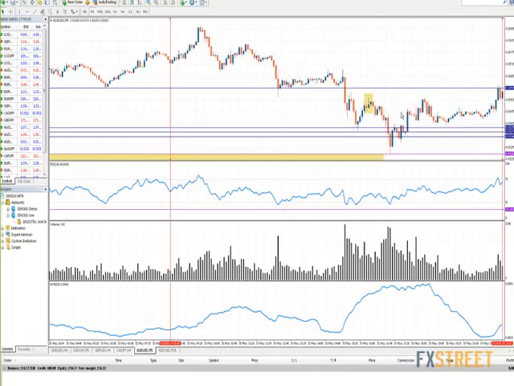Pairs I'm most active on, obviously euro dollar, although that's been very, very mean the last couple of days. However, very, very good one.